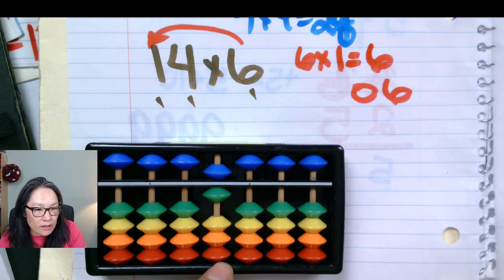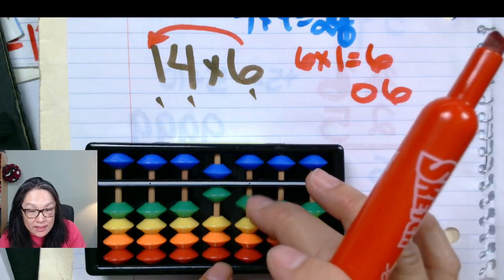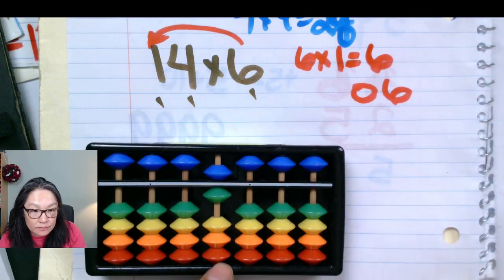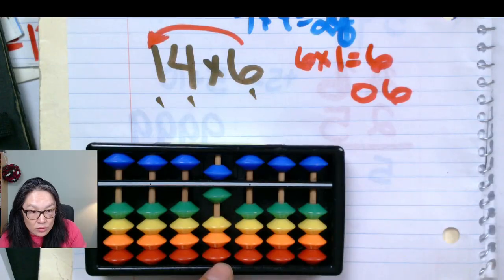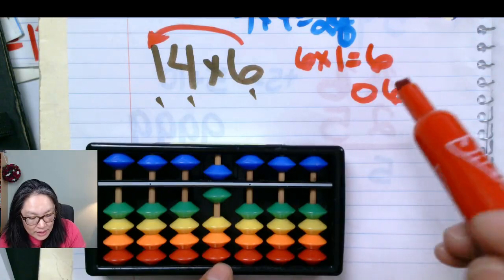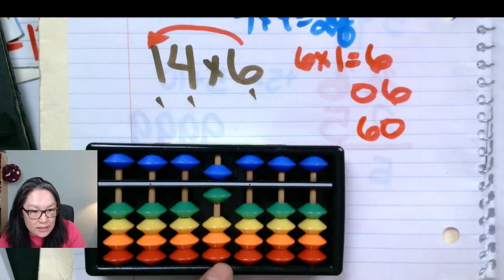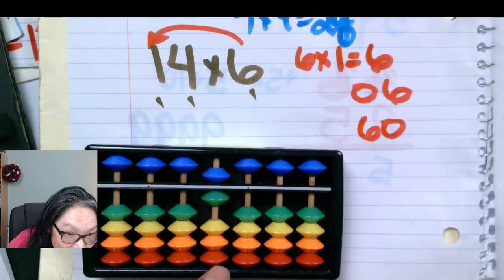So green equals 1. Yes, green is equal to 1. That's correct. Blue equals 5. Yes, correct. So 10 times 60. No, 10 times 60 is different than 0.6.